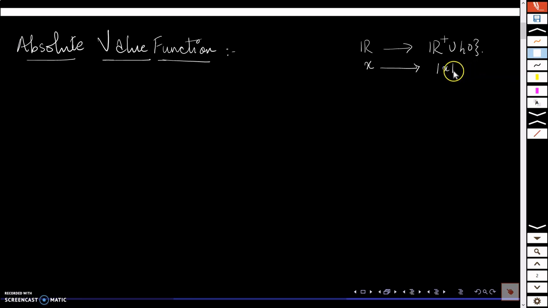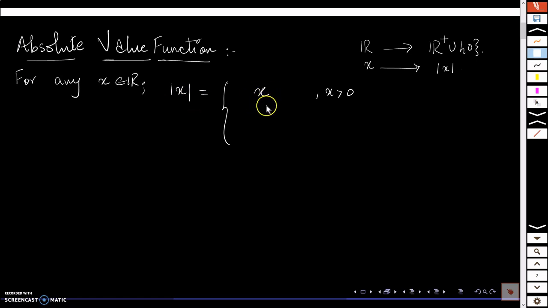All right, so let's define the absolute value function. For any real number x, we define the absolute value function, or sometimes also called the modulus function, in this manner. If x is positive, then we define the absolute value of x to be equal to x itself. And if x is less than or equal to 0, then we define that as minus x.